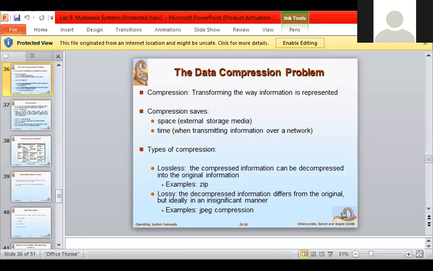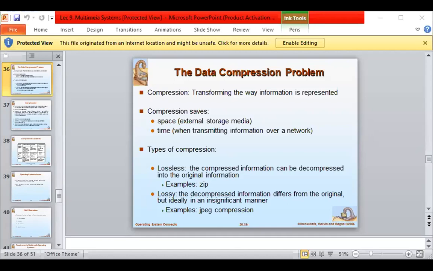So, what is data compression and why do we go for compression of our data? Compression is actually transforming the way information is represented, so that it saves our space as well as our time.